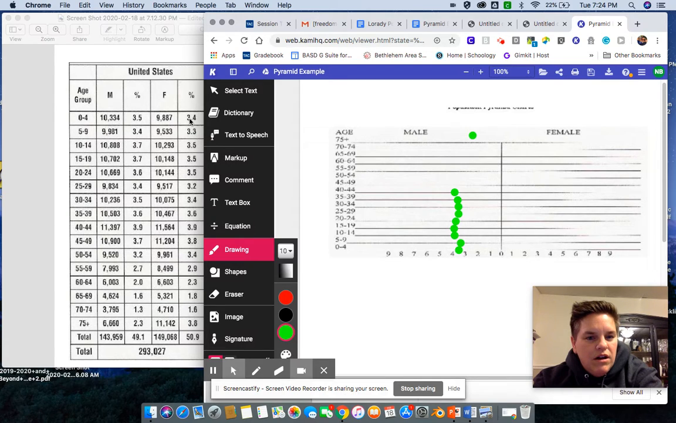9,887 females in 0 to 4, so that's 3.4% of the 293,000. And you'll just start on this side and you'll work your way up, and you'll eventually see the shape of the pyramid. And if you need help trying to figure that out, you can look at lesson 1.